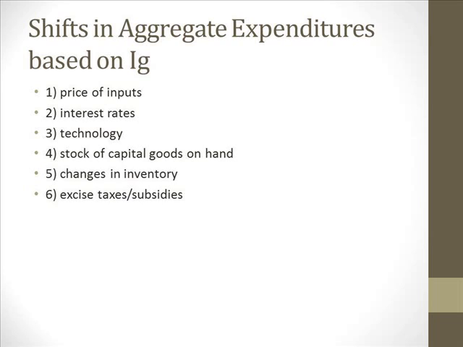Technology, if it speeds up, aggregate expenditure, investment goes up if technology gets better. Number 4 may be kind of tricky, so you want to write this down: stock of capital goods on hand. Stock means how much you have available. Capital, those are goods that produce, tools that produce goods. So factories.